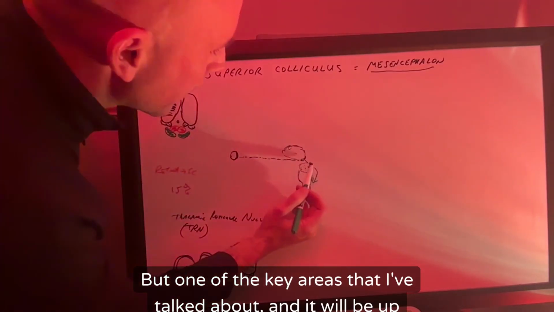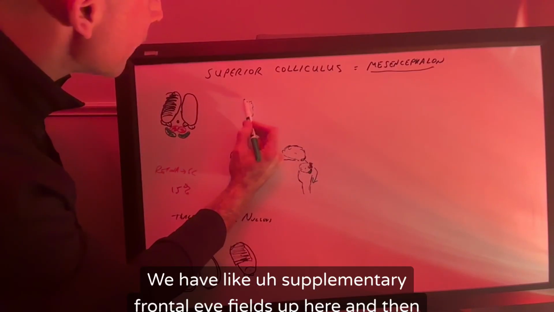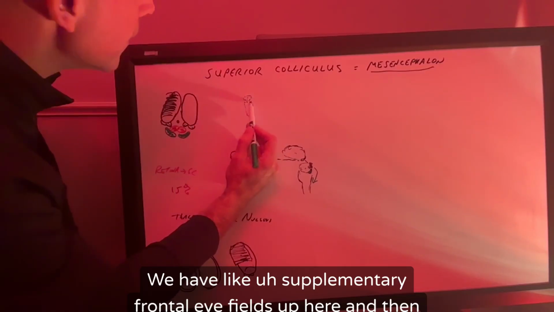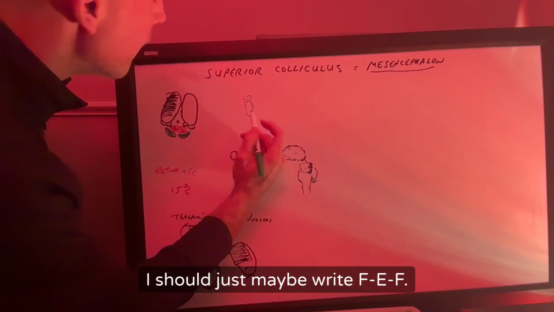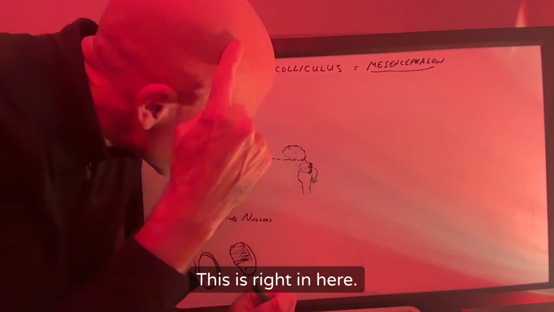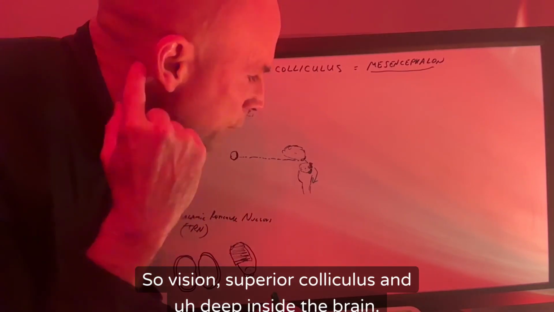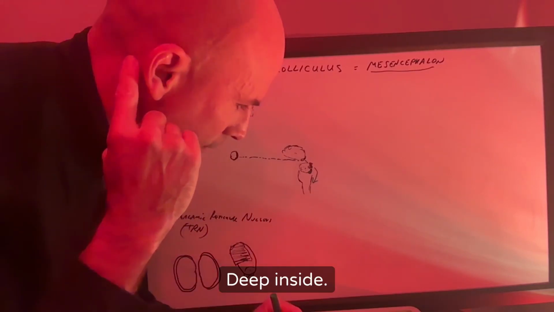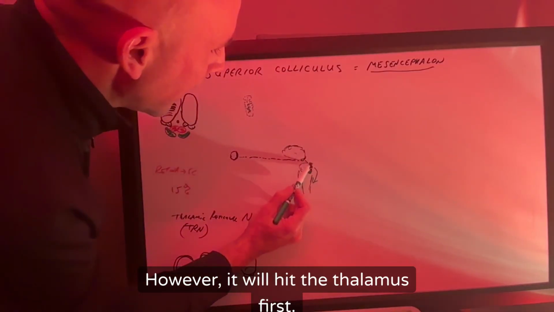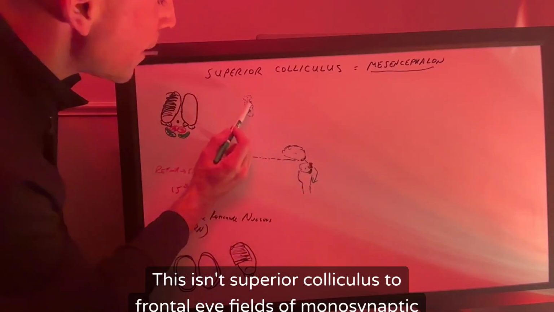But one of the key areas that I've talked about, and it will be up here, is the frontal eye fields. We have supplementary frontal eye fields up here, and then I should just maybe write FEF, for frontal eye fields. This is right in here. So vision, superior colliculus, and deep inside the brain, right in the middle, all the way back up to the frontal eye fields. However, it will hit the thalamus first. This isn't a monosynaptic connection from superior colliculus to frontal eye fields.